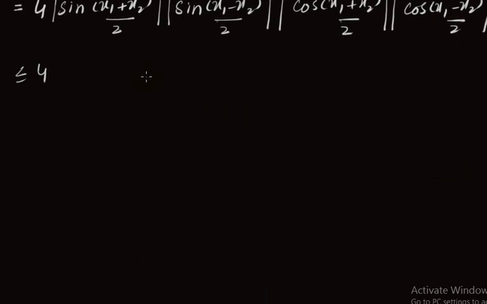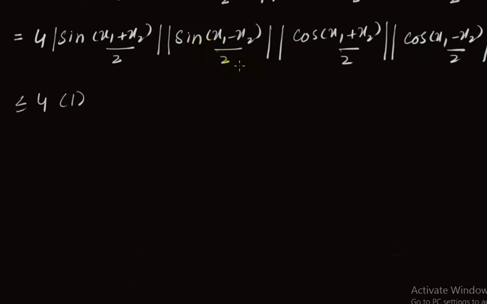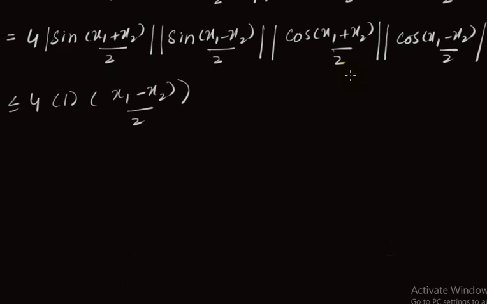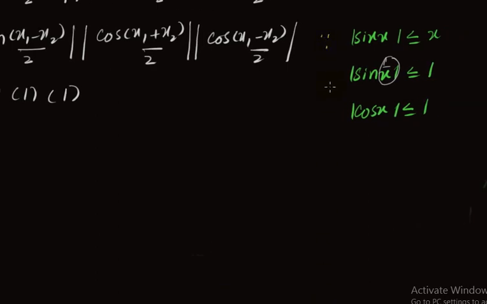So mod of sin of x1 plus x2 by 2 is less than or equal to 1. Now for the second function we use the relation mod of sin x is less than or equal to mod of x, where the argument is x1 minus x2 by 2, and the reason is this relation that mod of sin x is less than or equal to x. Now for the rest of the identities we use mod of cos x is less than or equal to 1, and again mod of cos x is less than or equal to 1. Now we have used all 3 identities.